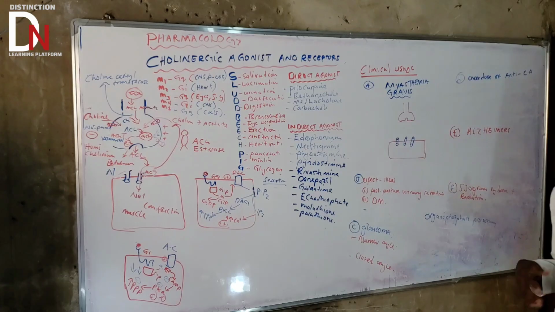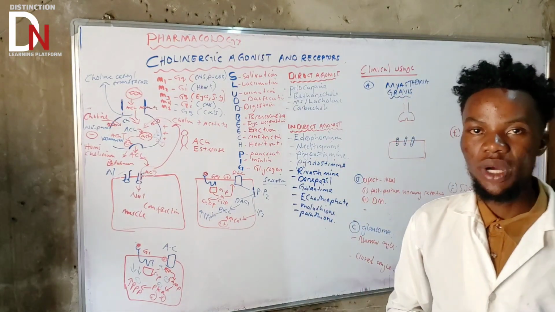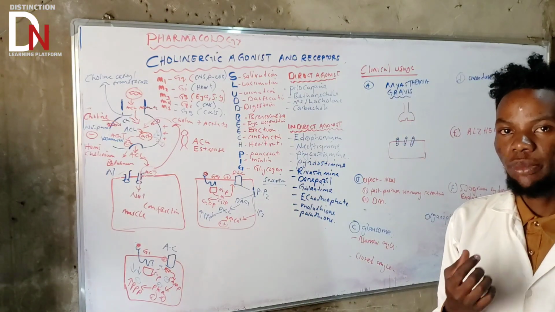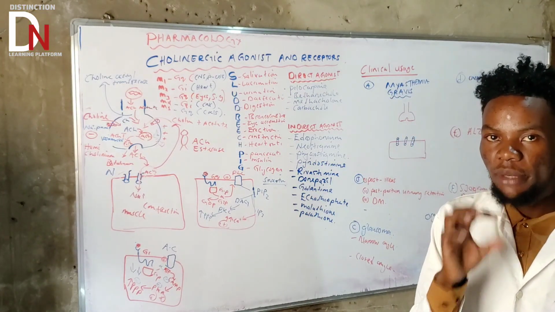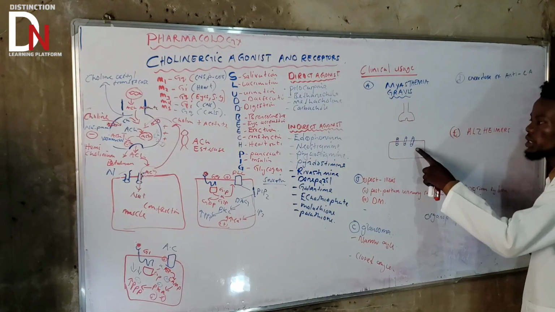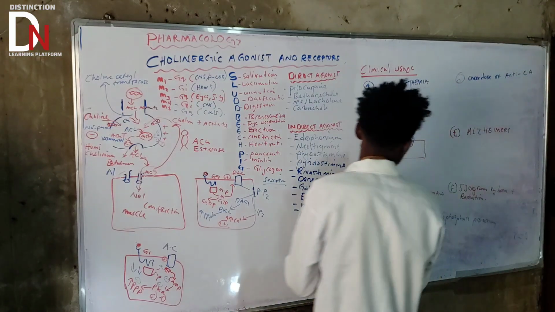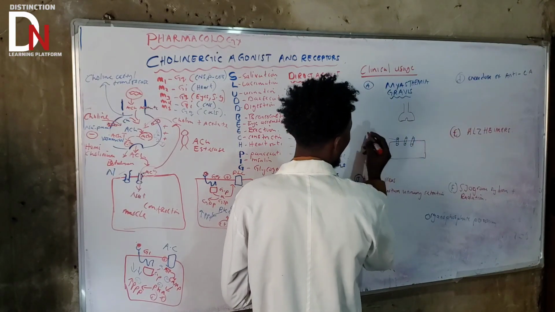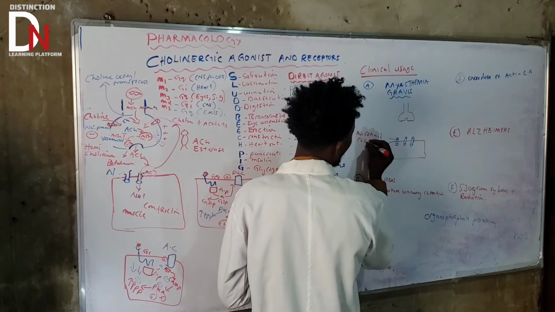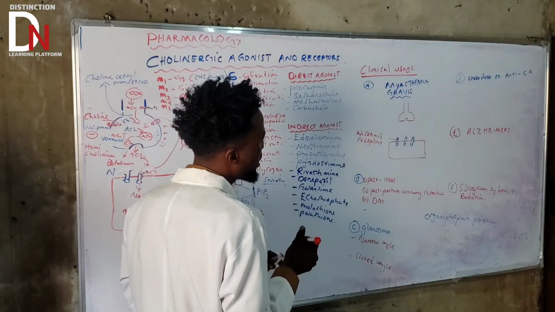Myasthenia gravis. So what is myasthenia gravis? Myasthenia gravis is basically an autoimmune disorder or disease where autoantibodies are produced and they go and bind on the neuromuscular junction type of receptor, which is the nicotinic receptors. These are what we call nicotinic receptors.